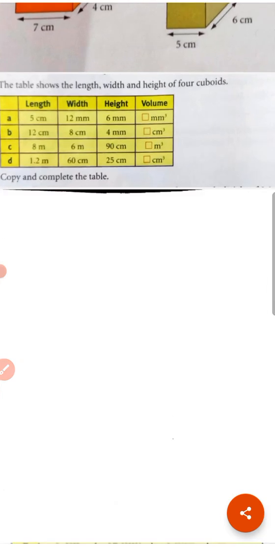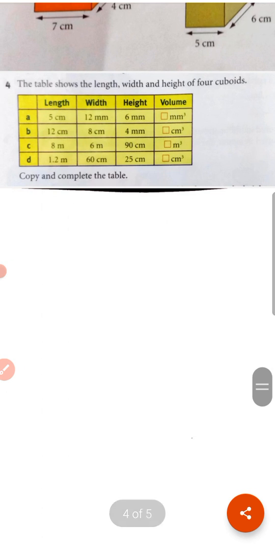Here children, the table shows the length, width and height of 4 cuboids. Length 5 centimeter, width 12 millimeter and height 6 millimeter. We have to find the volume in millimeter cube. Children, if the units of length, width and height are different, then we need to convert them into same unit first and then find the volume. Here the length is in centimeter but width and height are in millimeter.